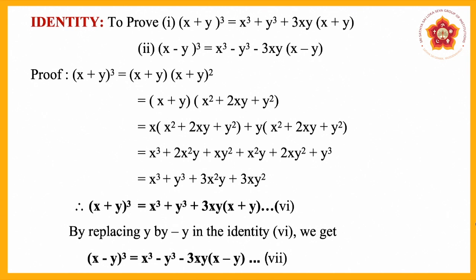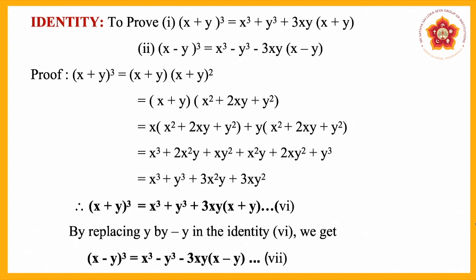Now x plus y whole cube can be written as x plus y into x plus y whole square. Now write x plus y as it is. Now expand x plus y whole square using the formula. You will get x square plus 2xy plus y square. Now multiply the second trinomial by x once and y once. Then you will get x cube plus 2x square y plus xy square plus x square y plus 2xy square plus y cube. Now rearrange the terms.